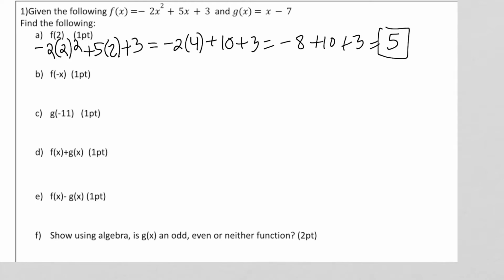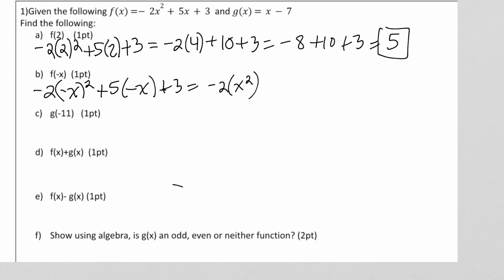All right, B, we're doing f of negative x. That means we're plugging in negative x for x. So we're plugging in negative x here and also here. Negative x squared is negative x times negative x, which is positive x squared. 5 times negative x is negative 5x. So the answer is negative 2x squared minus 5x plus 3.